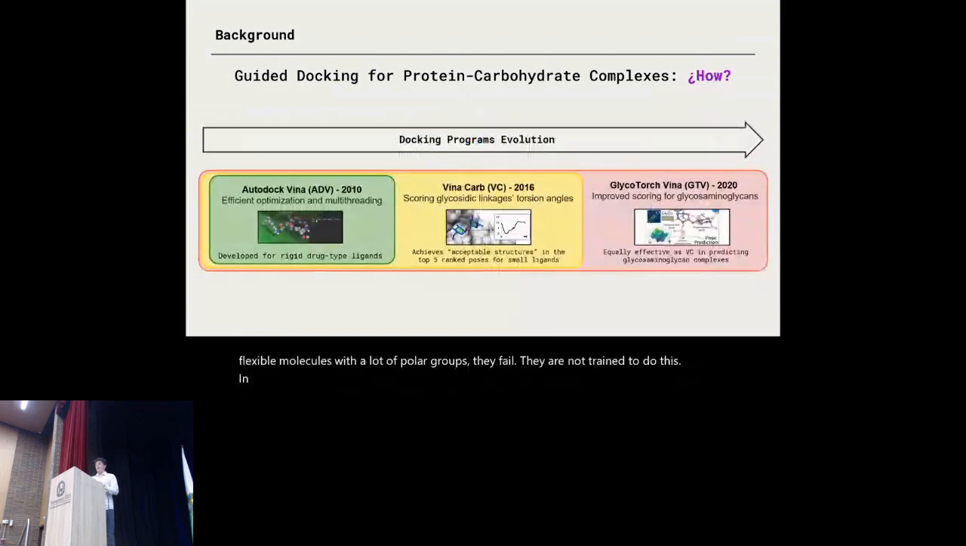In this context, there have been a lot of improvements made to AutoDock Vina. First, Vina-Carb introduced a scoring function specific for glycosidic linkage torsion angles. In this way, the flexibility problem was reduced to only scoring the glycosidic linkages, and this enhanced the predictions. Then, a few years later, GlycoTorch Vina improved the results a little more by implementing a scoring function specific for glycosaminoglycans, which are sugars with amino groups or sulfate groups. But both of these improvements are not that good. They are not useful for treating large carbohydrates, which is a situation that happens a lot in nature. So it's really important, and there are no computational methods available to study these interactions.